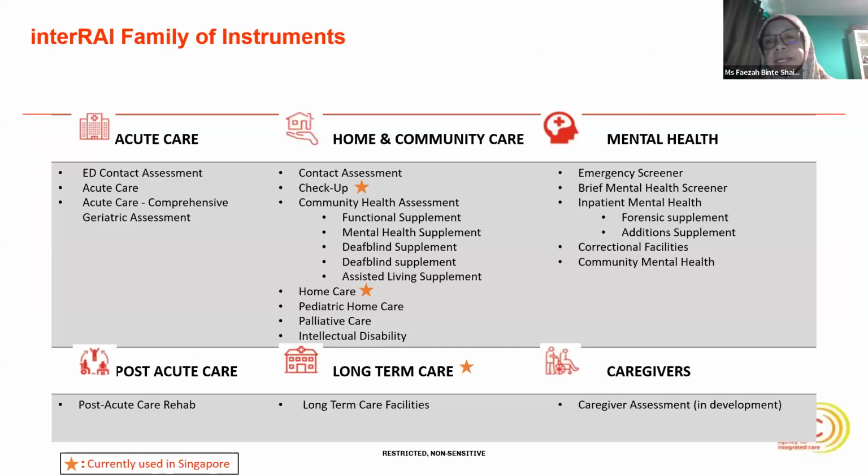Now, a quick one: InterRAI has multiple tools for different care sectors. If you look at the types of tools, each is very relevant to its sector. And therefore, they have acute care, home and community. They're very big on mental health, actually. So they've got the various mental health tools, which even cover youth as well as young adults.